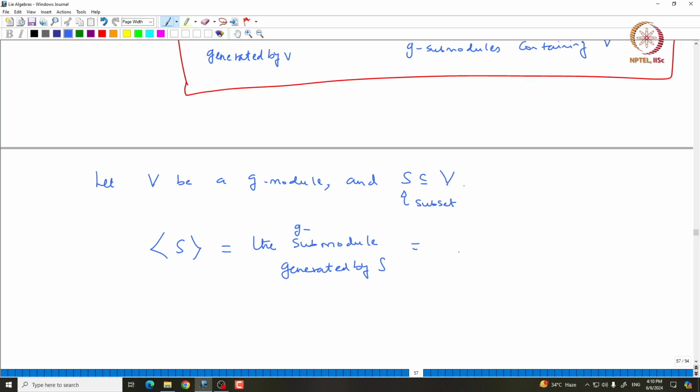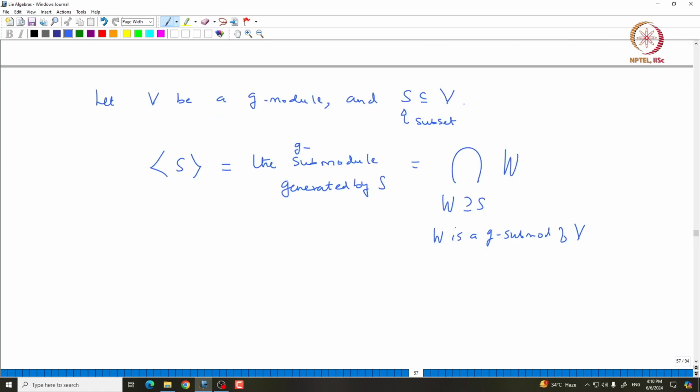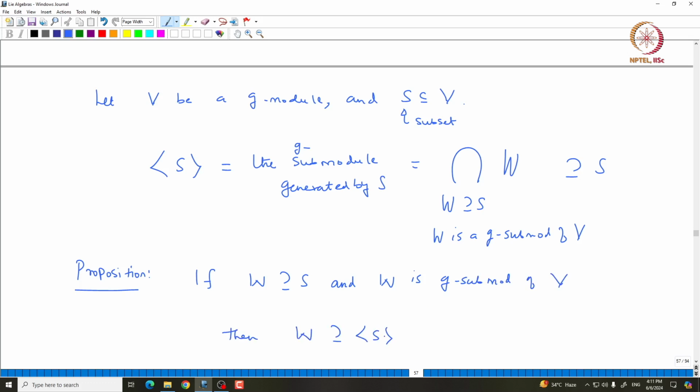In particular, we can take the intersection of all submodules W, where W contains S and W is a G-submodule of capital V. This intersection will be valid inside any module capital V, and it contains capital S. One can easily see that this is the smallest submodule containing S, and this is defined to be the submodule generated by capital S. Let me write this property as a proposition: if W contains S and W is a G-submodule of capital V, then W contains the submodule generated by capital S.